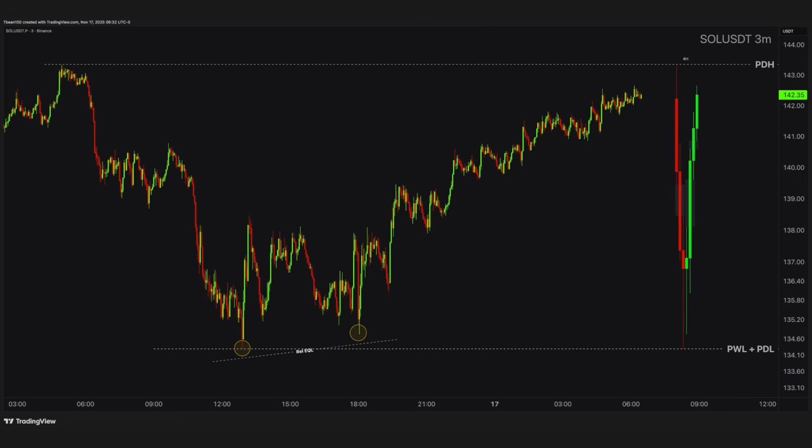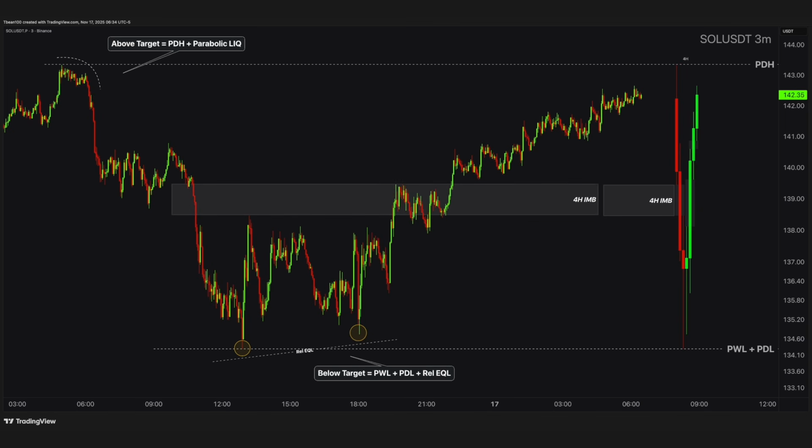We also have this relative equal low string below, acting as some extra confirmation for our directional bias. And we got this small parabolic liquidity string above, combined with the previous day's high. If you check out 4-hour chart on the right, you will see this gigantic bearish imbalance right here. This becomes important because it lines up with a very specific price action zone. Price sweeps the inner liquidity and reacts to this inner support and resistance flip zone.